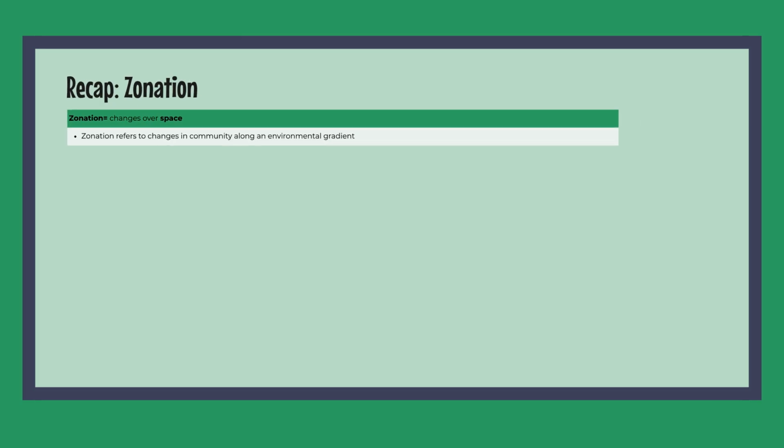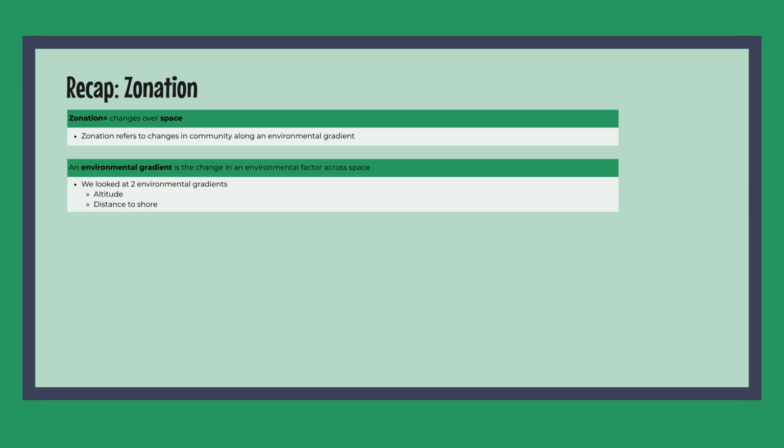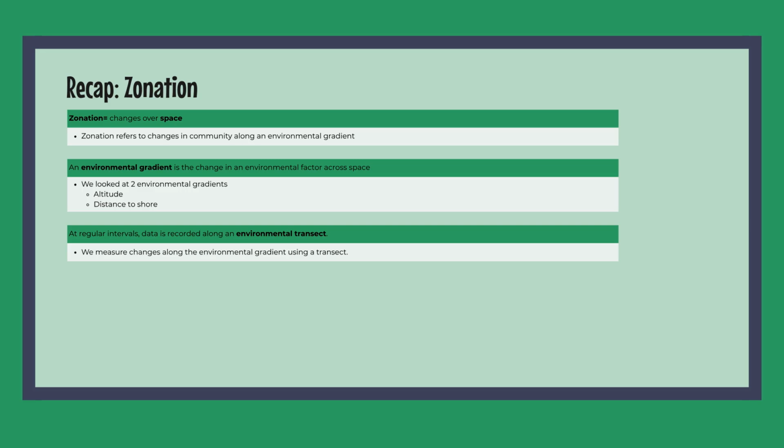All right, so today we covered how zonation looks at change over space and went through the official definition, that zonation refers to the change in community along an environmental gradient. We also came to understand that an environmental gradient is the change in an environmental factor across space, alongside two examples, altitude and distance to shore. We then looked at how at regular intervals, data is recorded along a transect. This is done to measure the changes along an environmental gradient.